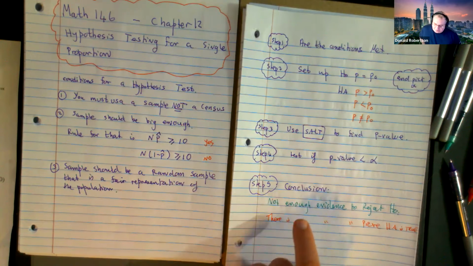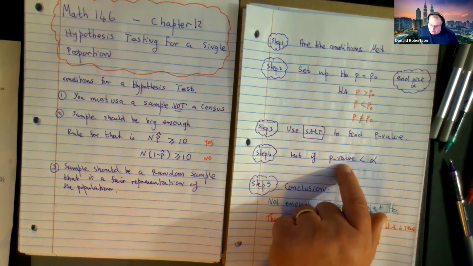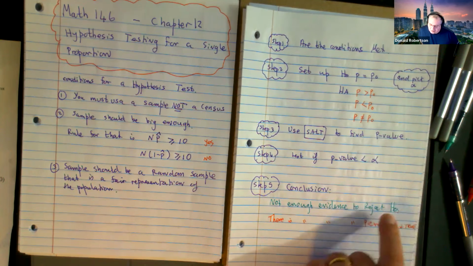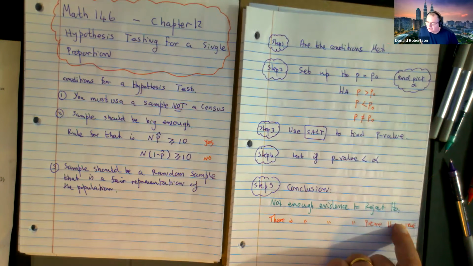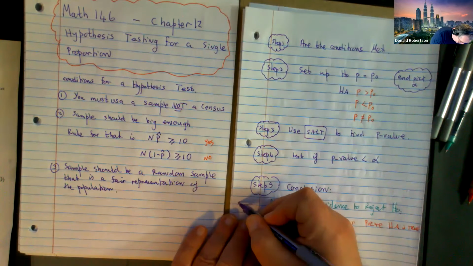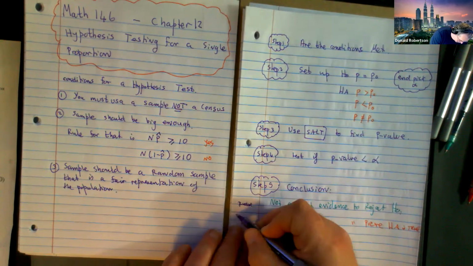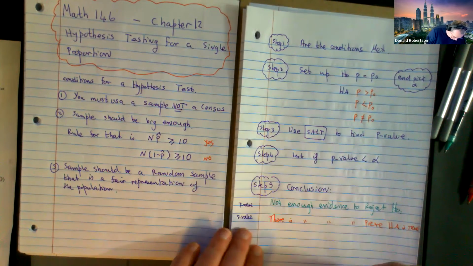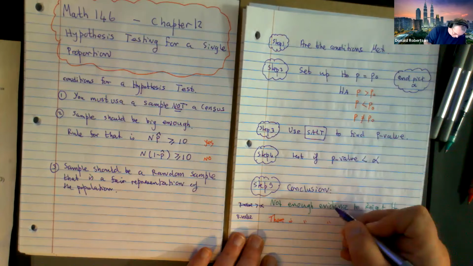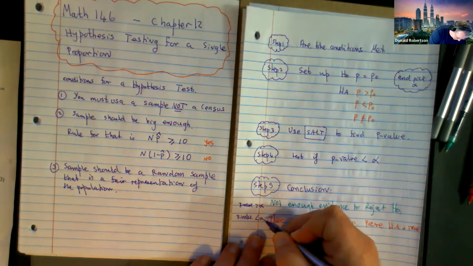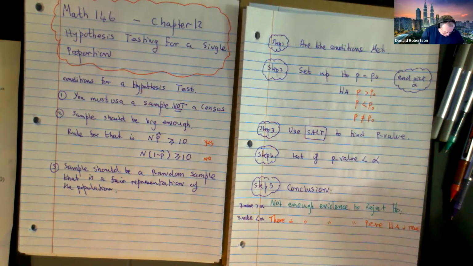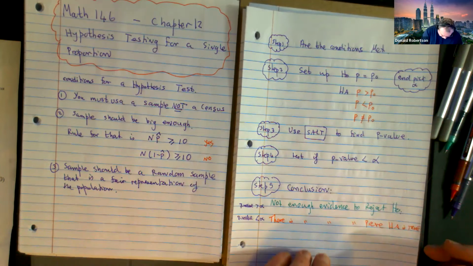And then you do a conclusion. And the conclusion is going to be one of these 2 things. Not enough evidence to reject the null, or there is enough evidence to prove the alternate is true, right? It's going to be one of those 2. If the p-value is more than alpha, then there's not enough evidence. And if it is less than alpha, there is enough evidence. That's pretty much how this process from start to finish is going to work.